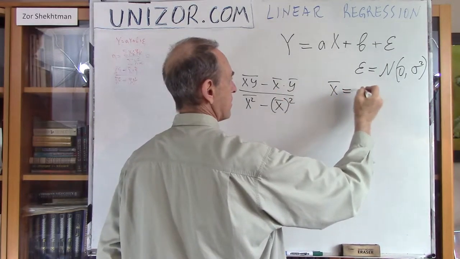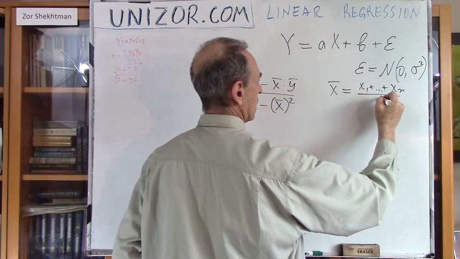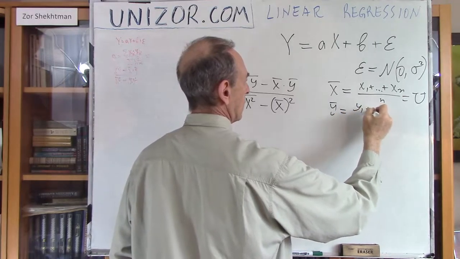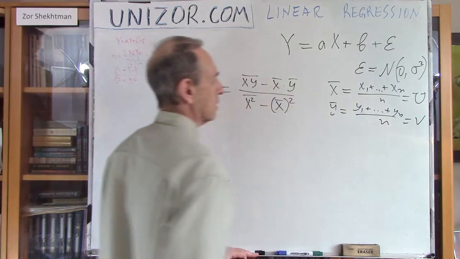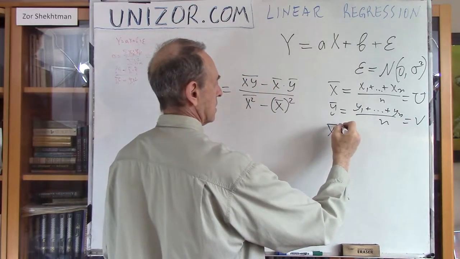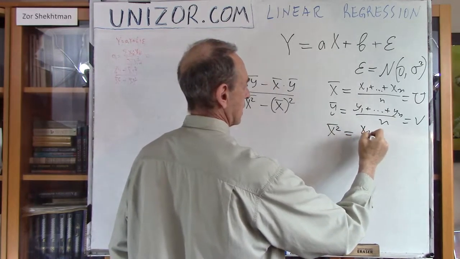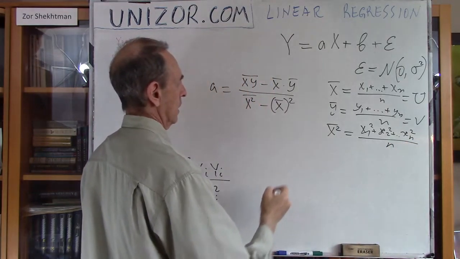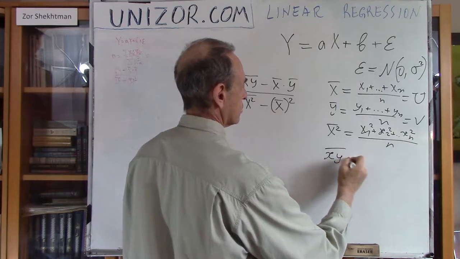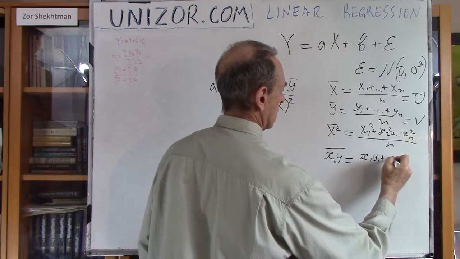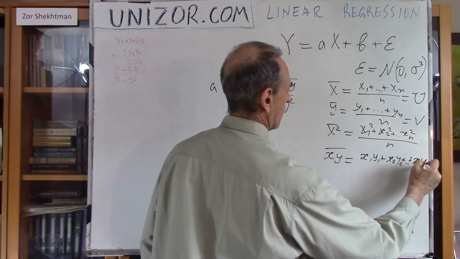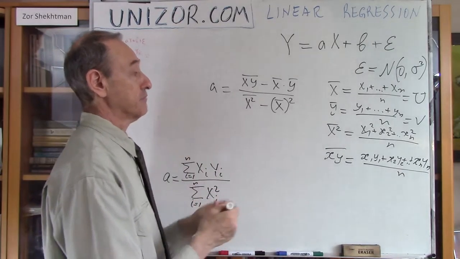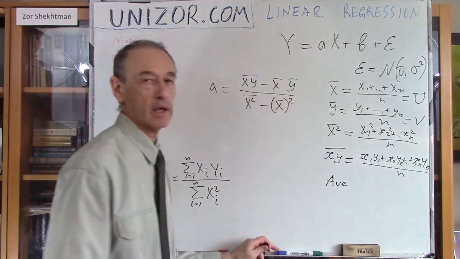Now, the bar on the top means averaging. Average x is the same thing as we were doing before, something which we have designated as letter U. Now, y average is y1 plus etc. plus yn divided by n. That's what we designated as v. Now, x square average is x1 plus x2 plus etc. plus xn, all of them squared, divided by n. And xy average is x1y1 plus x2y2 plus etc. plus xnyn divided by n. So these are averages.